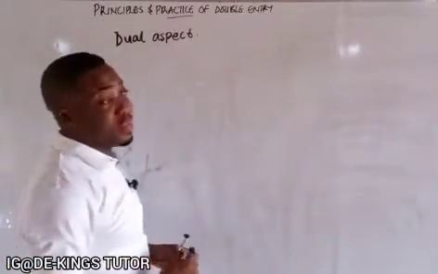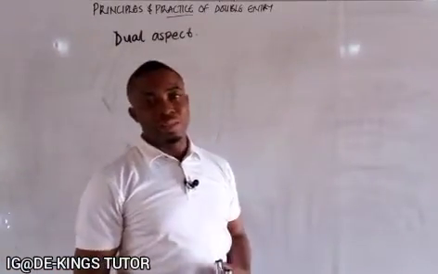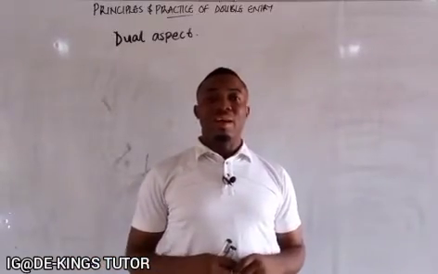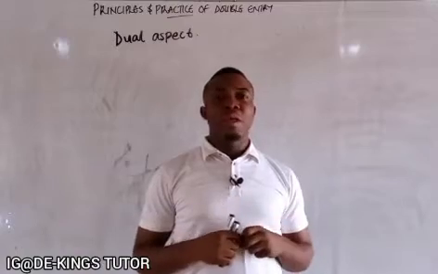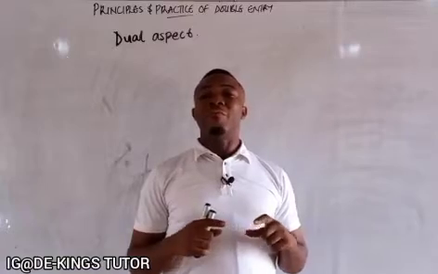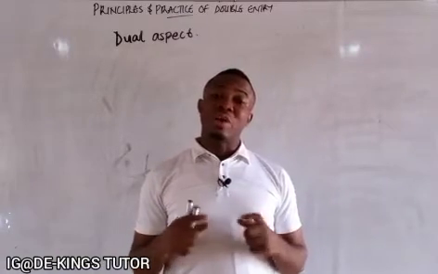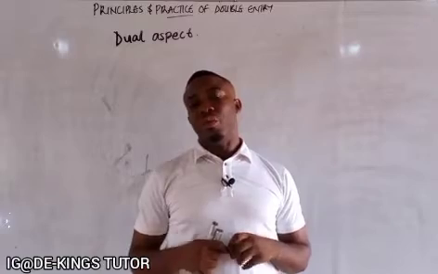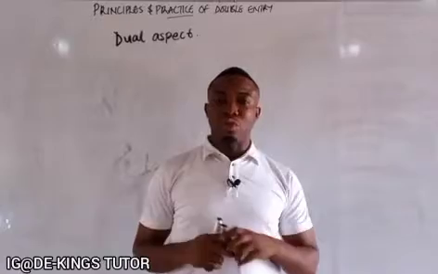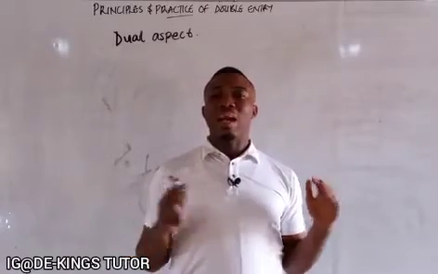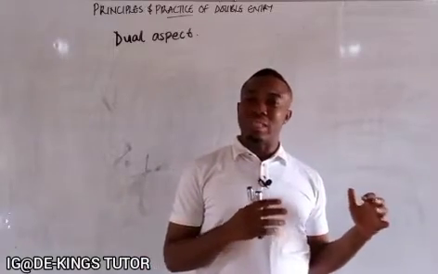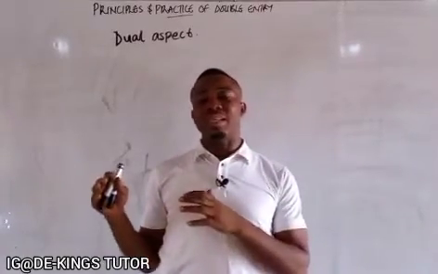Now, double entry is a principle in accounting. Now, what does it state? The double entry principle states that for every debit entry, there must be a corresponding credit entry, and for every credit entry, there must be a corresponding debit entry. What it means is that in every single transaction, two accounts are affected. One account is debited and another is credited. You debit the account that is receiving and you credit the account that is giving out.